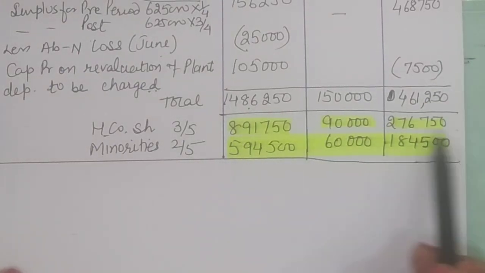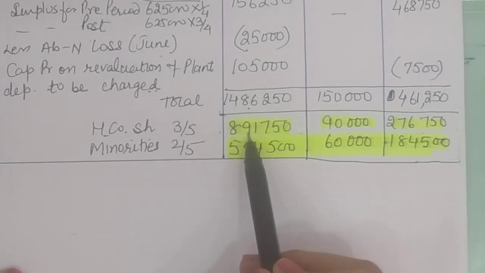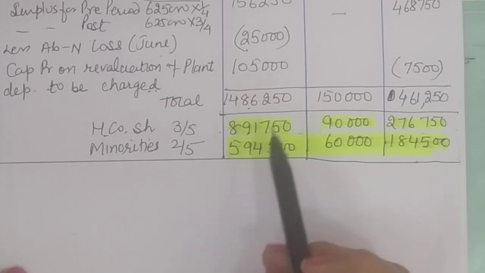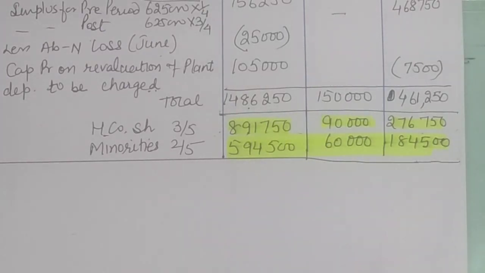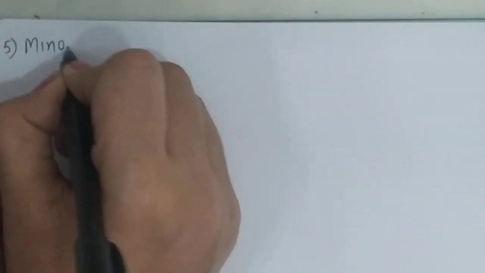This goes in the consolidated balance sheet and this goes in the calculation of cost of control, so it is compared against the cost of investment. After calculation of these amounts, we will be calculating the next working note, that is minorities' interest. Minorities' interest will be calculated as a part of the next working note.